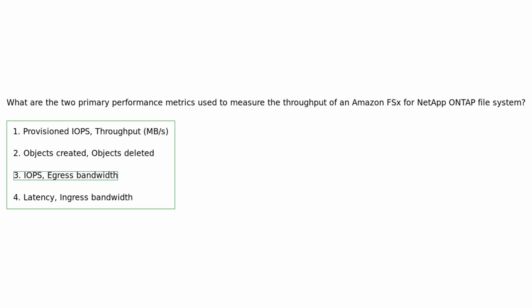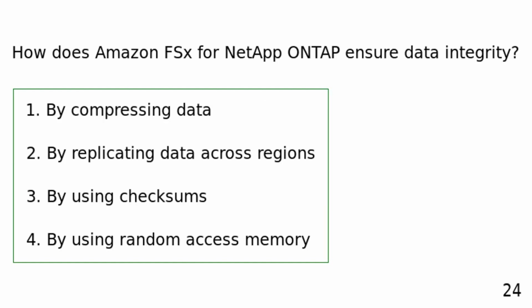How does Amazon FSx for NetApp ONTAP ensure data integrity? By compressing data. By replicating data across regions. By using checksums. By using random access memory.